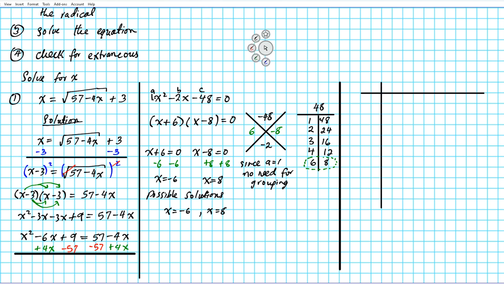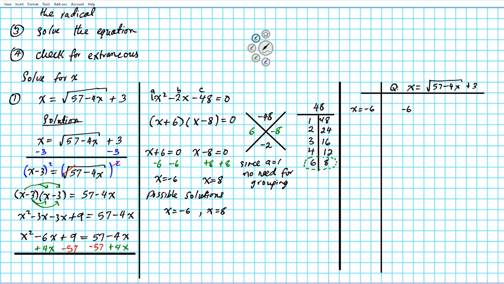So how do we do our check? All we simply do is plug the answers into the original question. The original question is x equals the square root of 57 minus 4x plus 3. The first one we're going to try out is x equals negative 6. Let's see if that works, so we plug in negative 6 for the x's here.